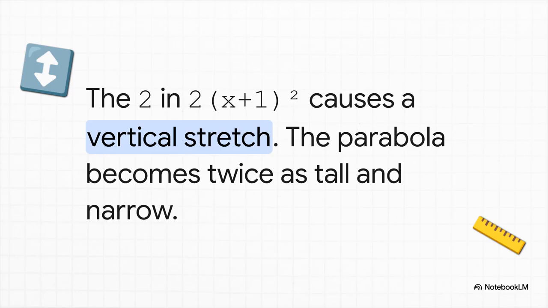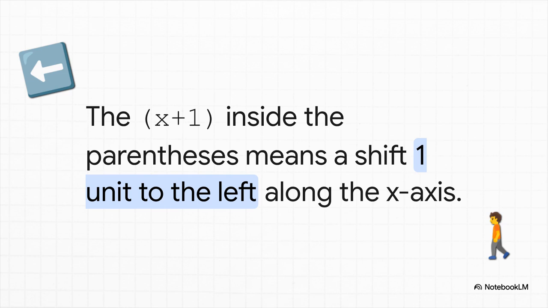That's our first instruction. It tells the parabola to stretch. Stretch vertically by a factor of 2. It's like it's reaching for the sky, you know? It gets taller, narrower, a whole lot steeper. Definitely more dramatic. Okay, next up, we've got that x plus 1 inside the parentheses.